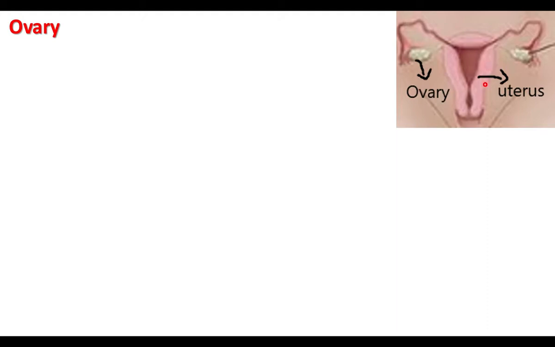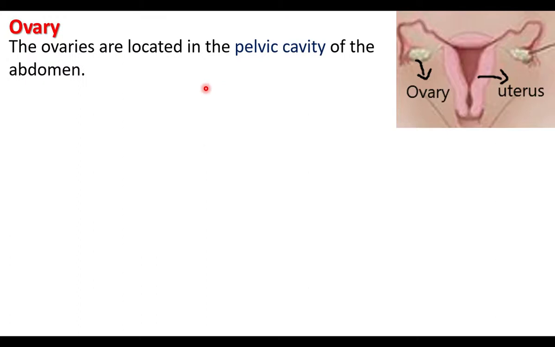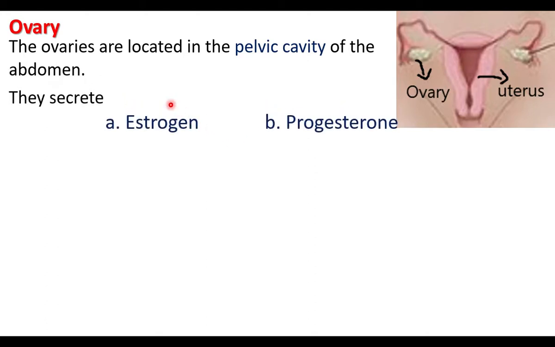Ovaries are found on the sides of the uterus. This is the uterus where child development takes place. This is one ovary and another ovary. These ovaries, apart from the reproductive role, play an endocrine role. Ovaries are located in the pelvic cavity of the abdomen, that is the lower part of the abdomen. Ovaries secrete two hormones, estrogen and progesterone.